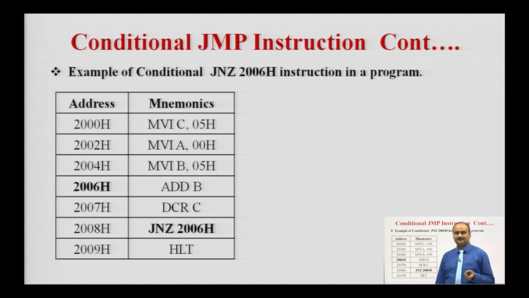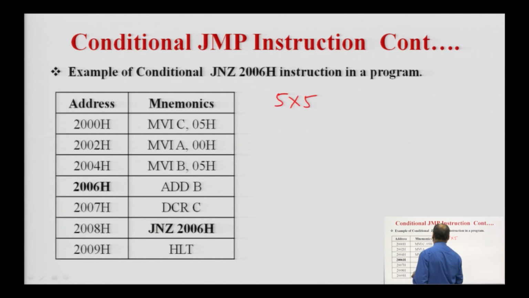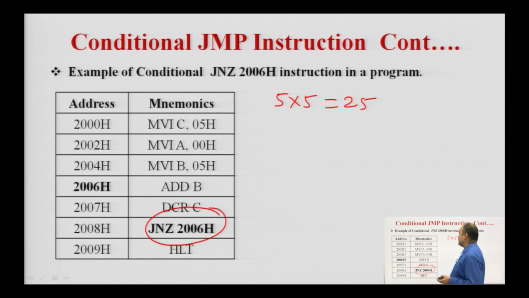So, let us see the program which is used to find the square of a number 5. Here the result is 25. So, this program is used to compute the square of the number, which is 5. In this program, the conditional jump instruction is used. This is an example of a conditional jump instruction, where only when the condition is true or satisfied will the processor transfer the control from the current memory location to the new memory location. Otherwise, it will not transfer the control.